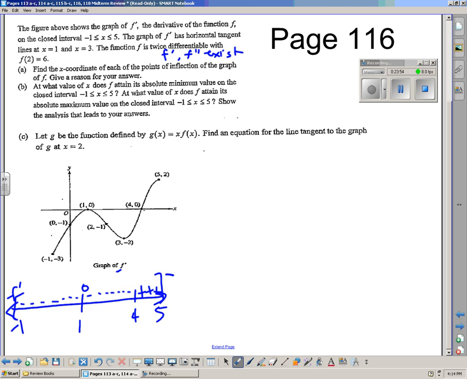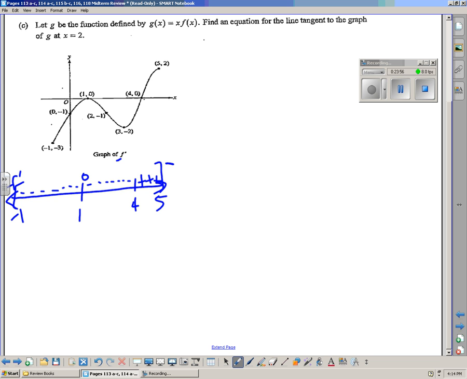Okay, and we'll just do a graph of f double prime here. F double prime, we're looking at the slopes. So for f double prime, the slope is positive till we get to 1, because this function's increasing. Then it's negative till we get to 3. And then positive from 3 to 5. There's our number line. And now we can answer the question.